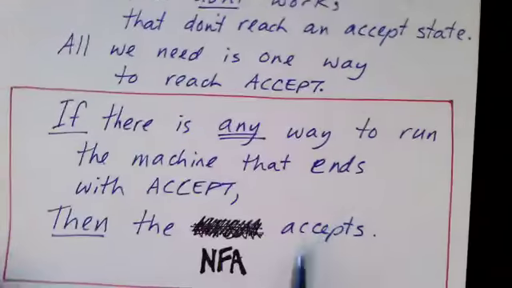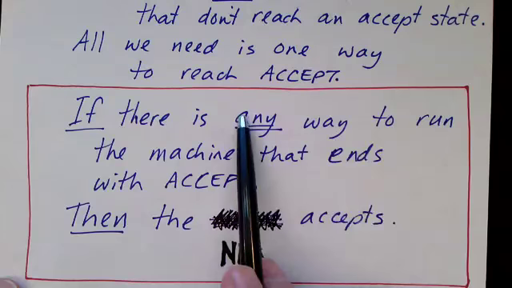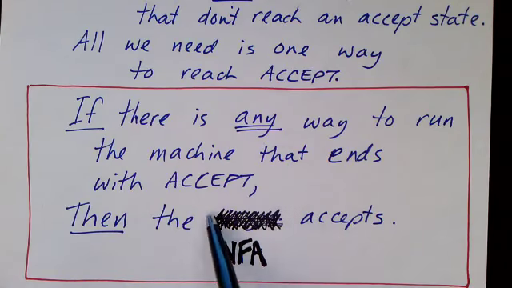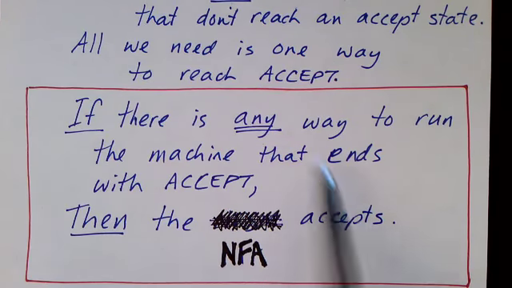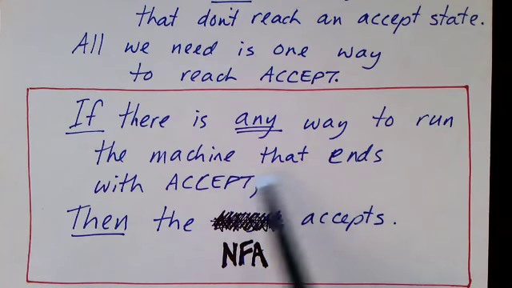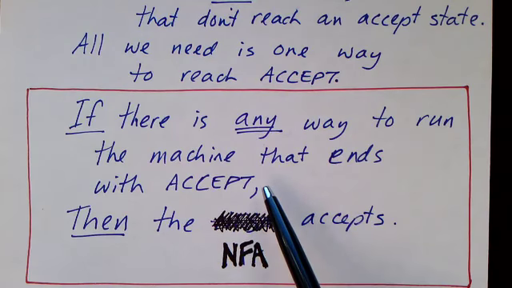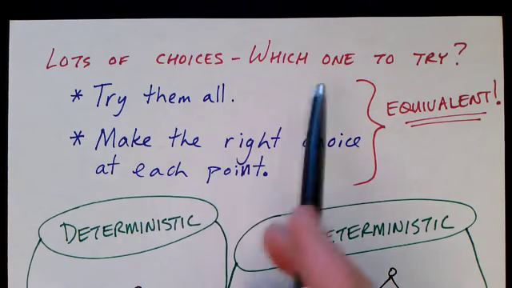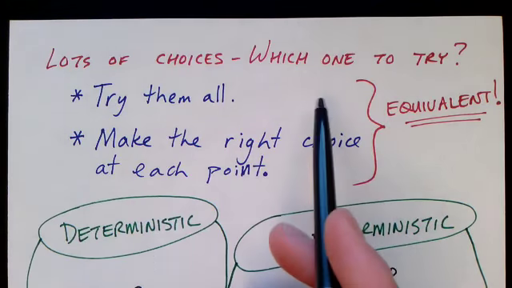So here's our definition. If there's any way to run the machine that ends with an accept, then the non-deterministic finite automaton accepts. So all we have to have is a single pathway from the initial state to a final state that matches the string, and that string is accepted by the machine. You can see that in a non-deterministic finite state automaton, there are many choices. And the question is, which one do we want to try at each decision point?